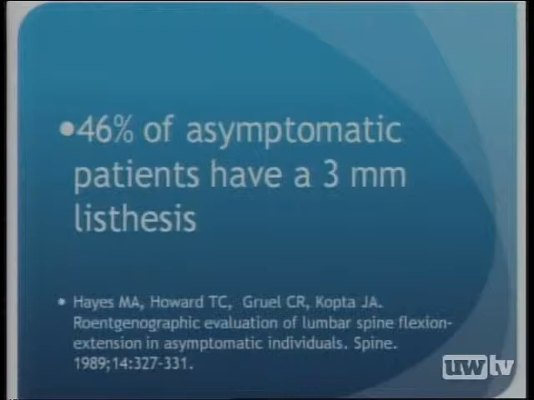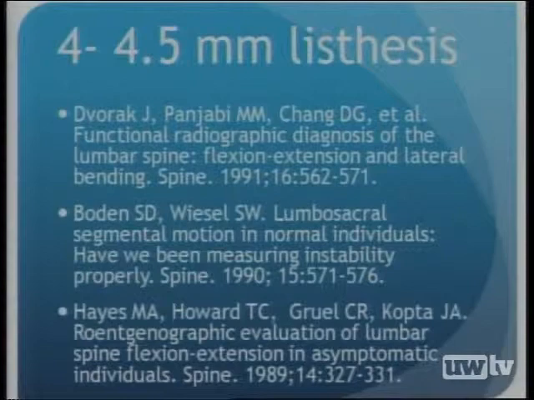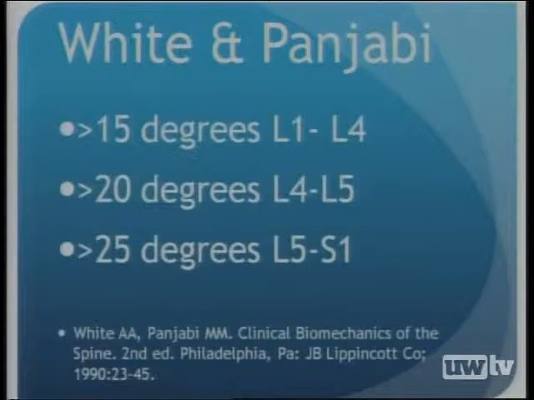So some authors have changed their definition to 4 to 4.5 millimeters. And we're starting to split hairs. I'm not sure I can readily identify the difference between 4 and 4.5 millimeters just by looking at an X-ray. And of course, there are the classic White and Panjabi criteria for hypermobility. These are defined as greater than 15 degrees of motion at L1-L4 in the sagittal plane, greater than 20 degrees of motion at L4-5, and greater than 25 degrees of motion at L5-S1. And I think most of us in this room would agree that these are in excess of what we feel are physiologic motion. So flexion extension views are certainly helpful in assessing dynamic instability, but they're certainly not the end-all be-all.